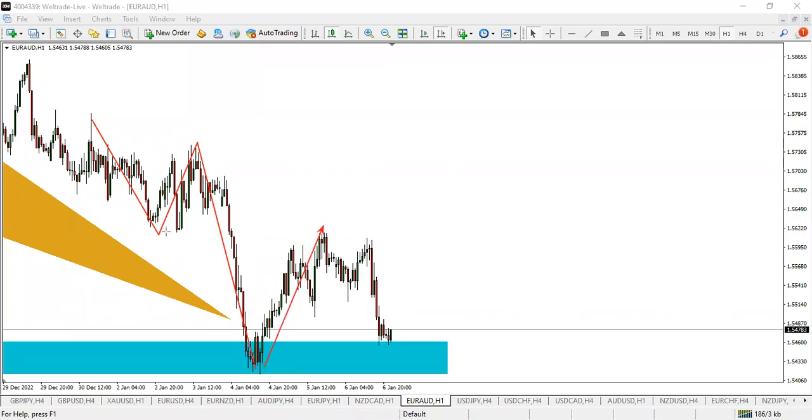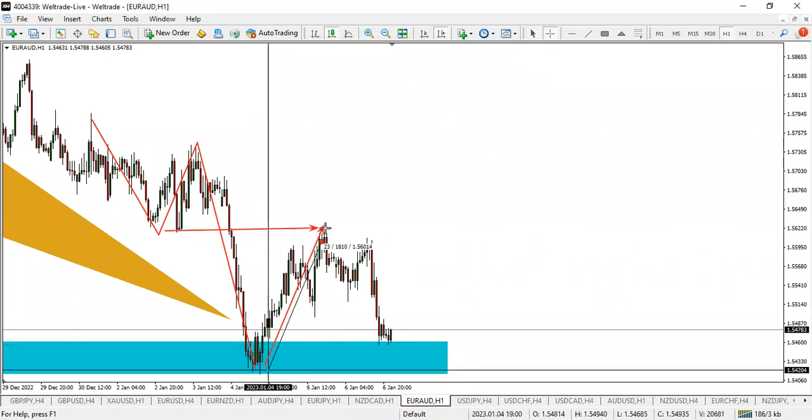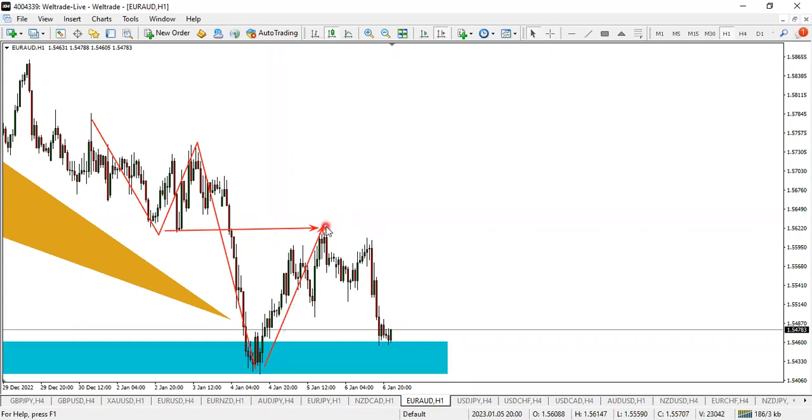So from that low all the way to this point here, we have our first TP, which was a very clean move. From this low all the way to this high, we had about 200 pips. So that was our first TP on EA. And like I told you, this has been a downtrend on the 1 hour time frame.